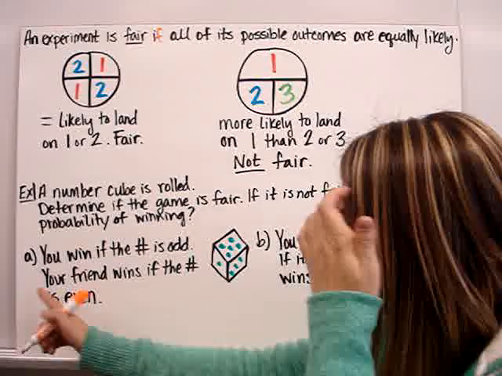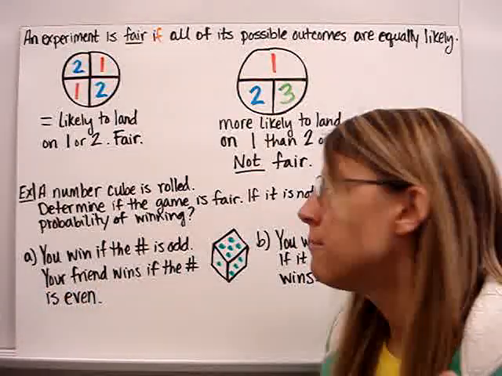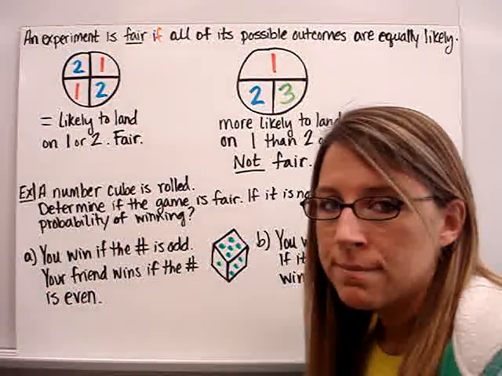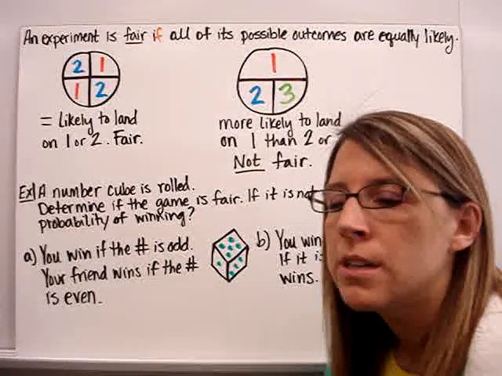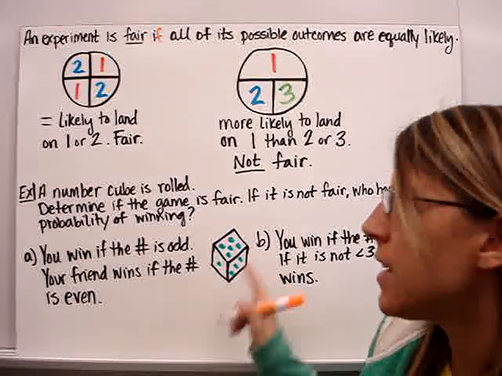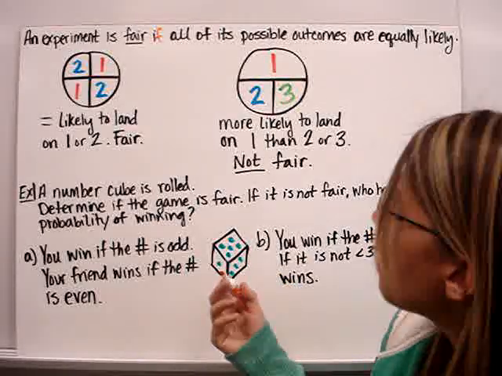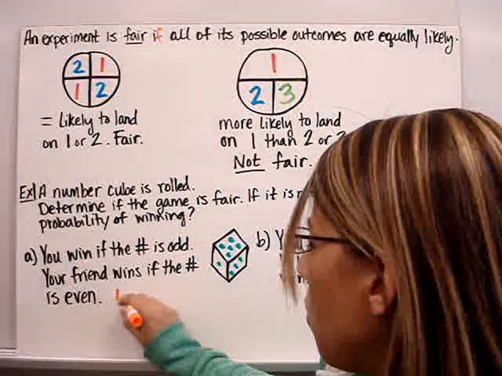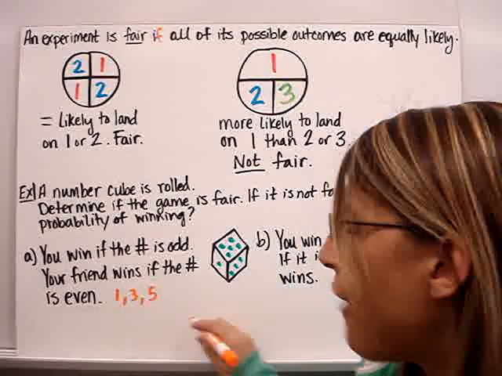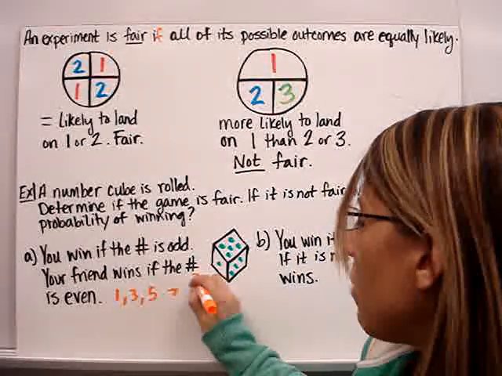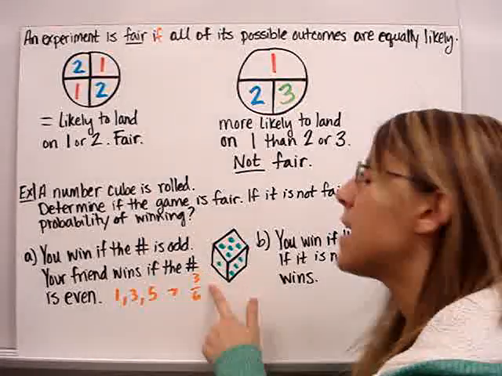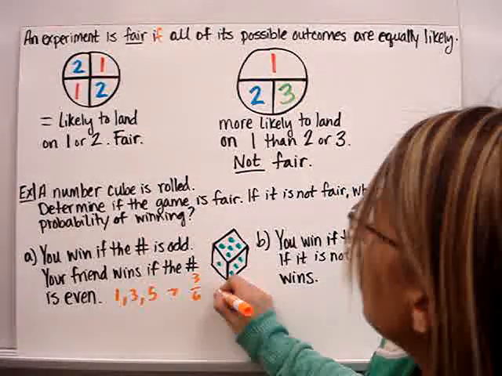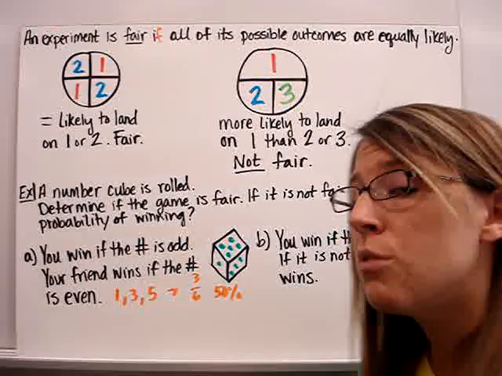In example A, you win if the number is odd. Your friend wins if the number is even. So you have the numbers 1 through 6 on the number cube. If the number is odd, you win. So that would be 1, 3, and 5. So that would be 3 out of the 6, right? The 3 would be your favorable outcomes out of 6 possible outcomes. So that's 50%. Looking good, right?